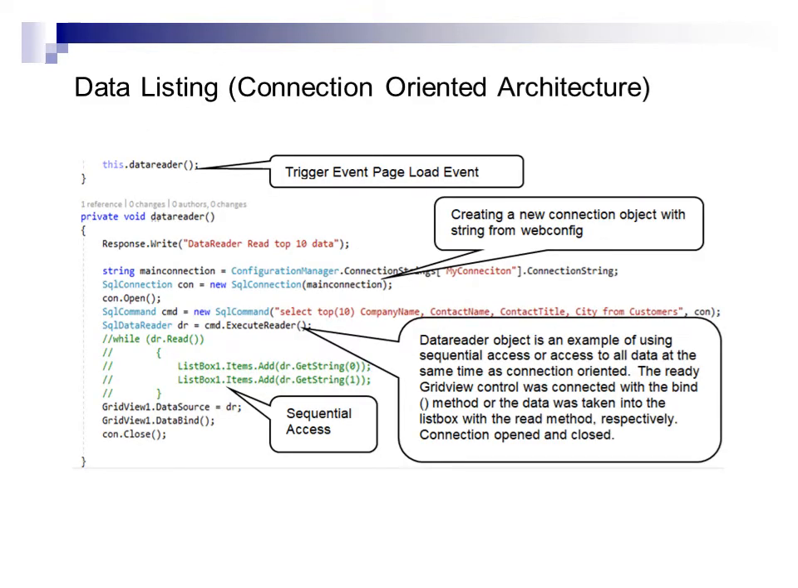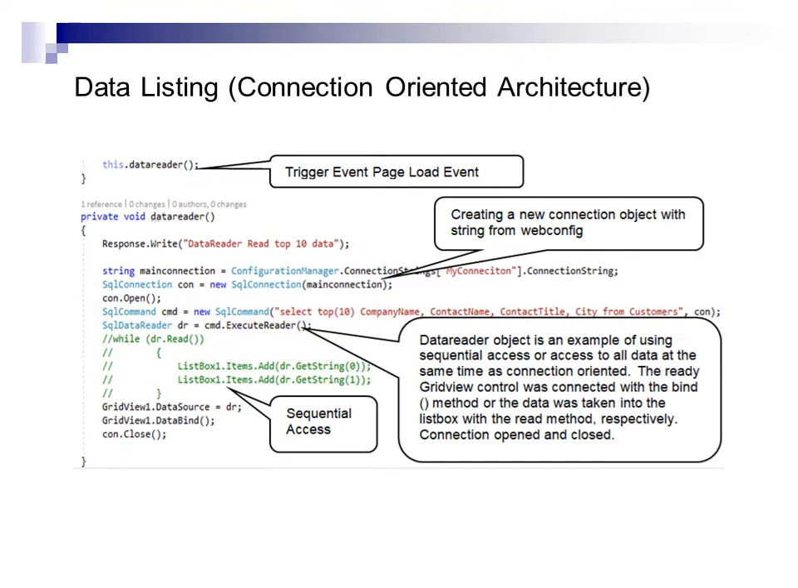Data listing, connection-oriented architecture. You can see examples of trigger event, page load event, creating a new connection object with the connection string from web config, sequential access. The data reader object is an example of using sequential access or access to all data at the same time as connection oriented. The grid view control was connected with the bind method. The data was taken into the list box with the read method, respectively.